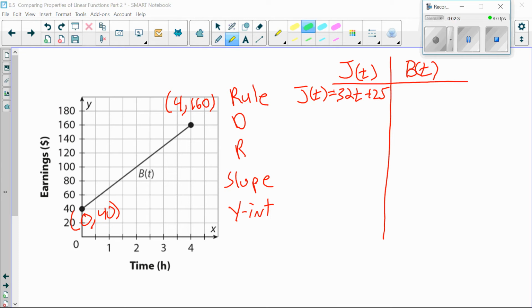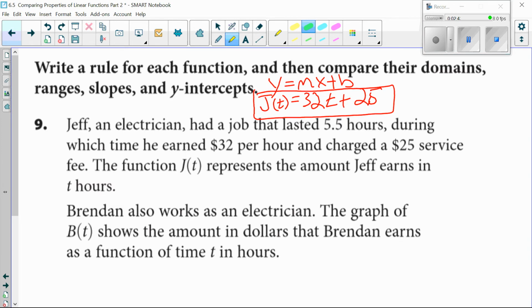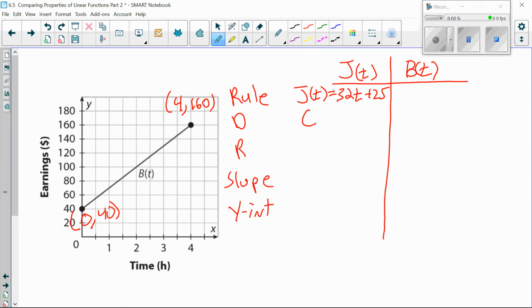Okay, now that we have the equation written out, what we want to do is find the domain. Well, the domain is given to us in the word problem here. It says that he had a job that lasted 5.5 hours. So it started at 0 and went to 5.5. So the domain is going to be from 0 to 5.5. Okay, so that's the domain.